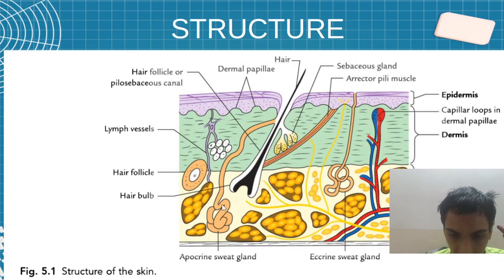These are the apocrine sweat glands. Apocrine and eccrine, 2 sweat glands. This is all the fatty tissue, the fatty layer. And this is the cutaneous nerve. Briefly, the structure of the skin.